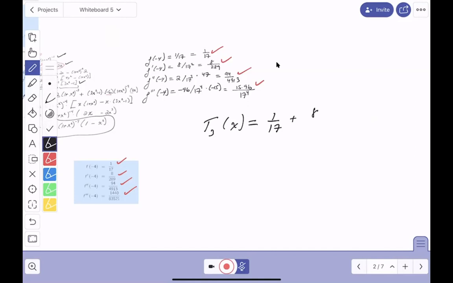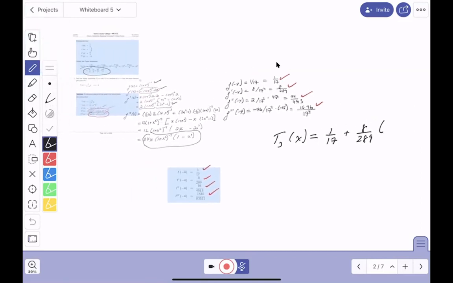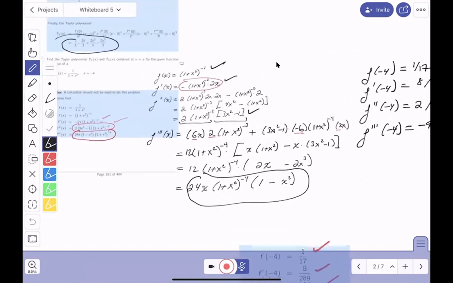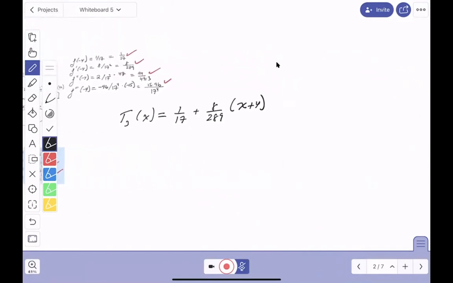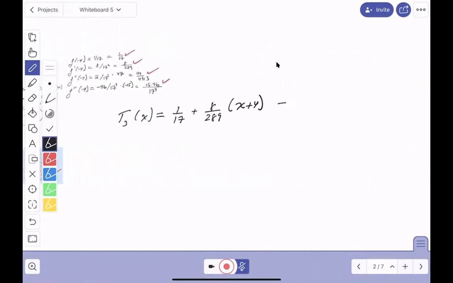Plus 8 over 289. And then it's going to be, again, we're centering this thing at -4. So what do we get over there? We would get x plus 4. Let's see, 0 factorial, 1 factorial. I got this done. Let's get the next one. Plus 94 over 4913, x plus 4 squared over 2 factorial, which is 2.